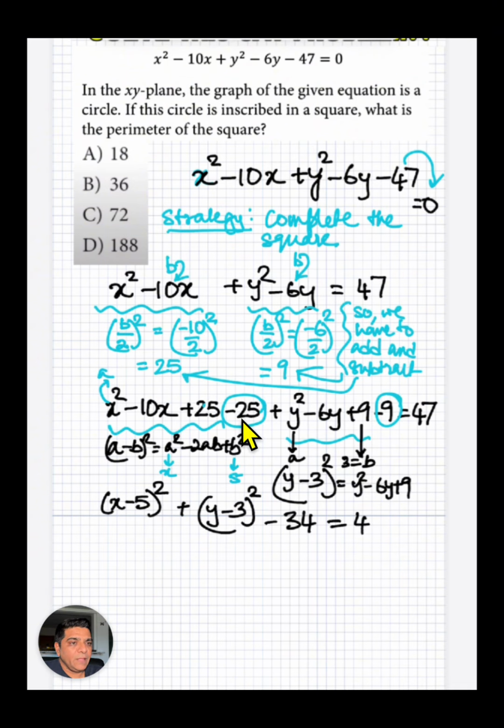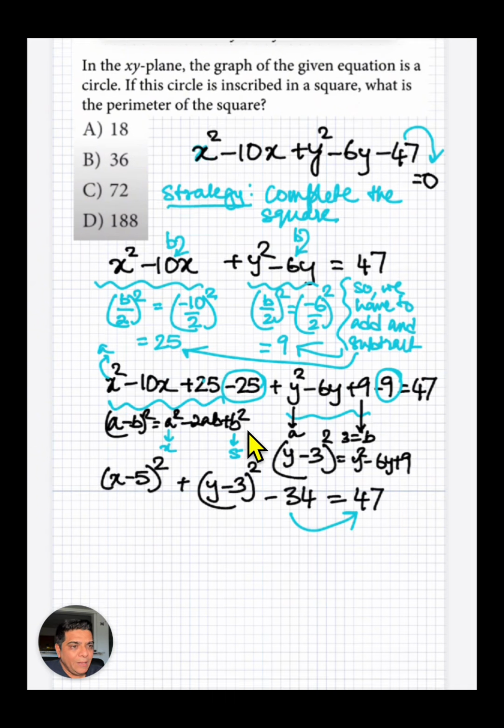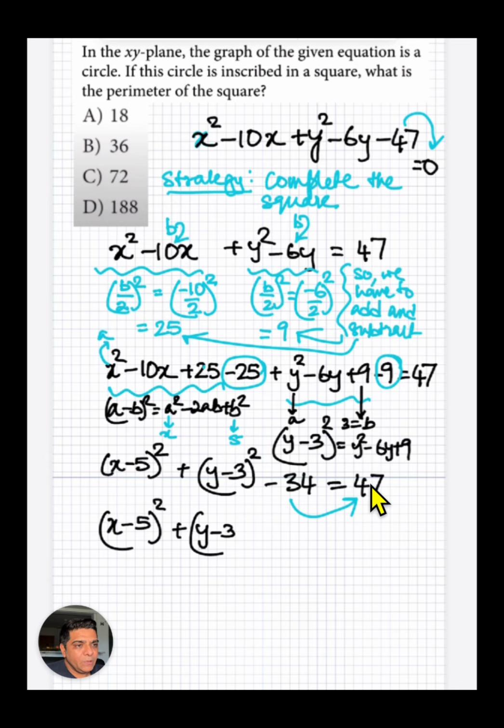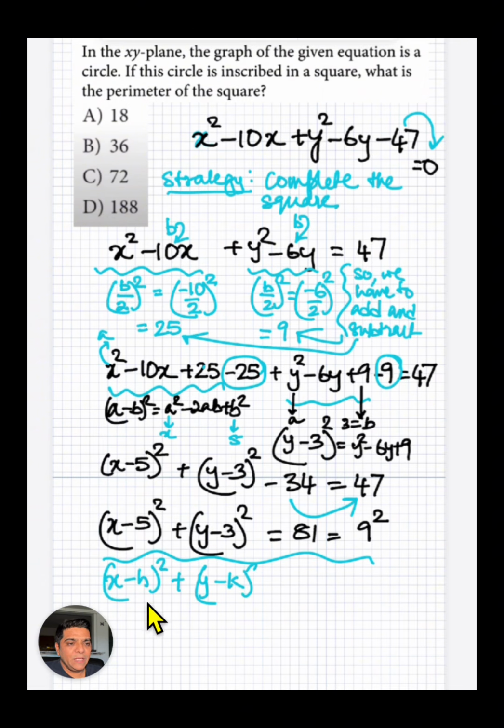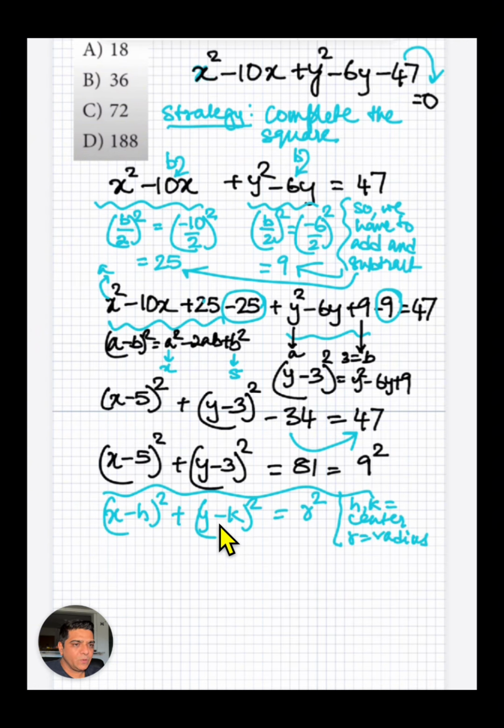Now we are still left with negative 25 and negative 9. So we're going to add those together. That's negative 34. Bring it to the other side like we did with 47. So 34 plus 47 is 81. Now we have it in the (x minus h) squared plus (y minus k) squared equals r squared form. h and k is the center of the circle, and r is of course the radius. So r squared is 81, so the radius r is 9.